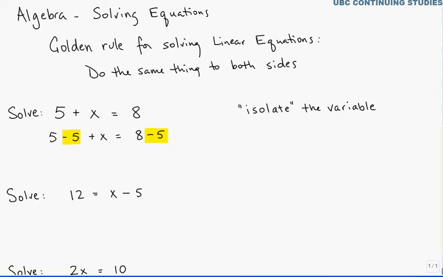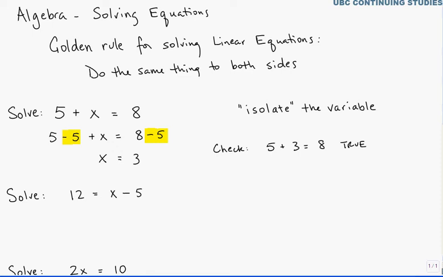On the left-hand side, 5 minus 5 is 0. It disappears. There's no need to write it anymore, and so we're just left with x. We've isolated the variable, which is the goal. On the right-hand side, we simplify that. 8 minus 5 is 3. Now, the nice thing about solving equations is that you can always check to see if they are correct just by taking that value of x, plugging it back into the original equation, and seeing whether it's a true statement. So here's our check. 5 plus 3 equals 8, and that's true. So we've solved this equation.